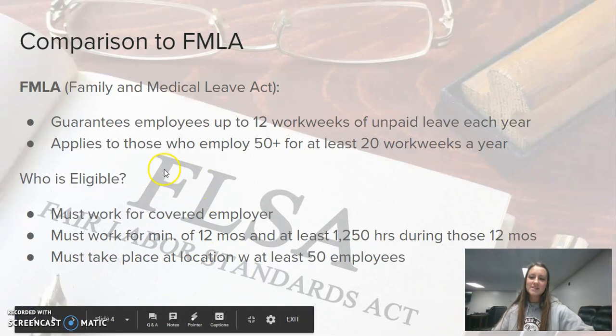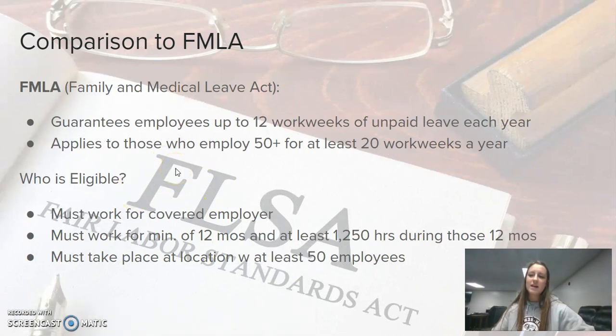Moving on to the comparison, I found that the FMLA, or the Family and Medical Leave Act, was very similar. It guarantees certain employees up to 12 work weeks of unpaid leave each year with no threat of job loss, and it only applies to those who employ 50 or more employees for at least 20 work weeks during the year. Who is eligible for FMLA?